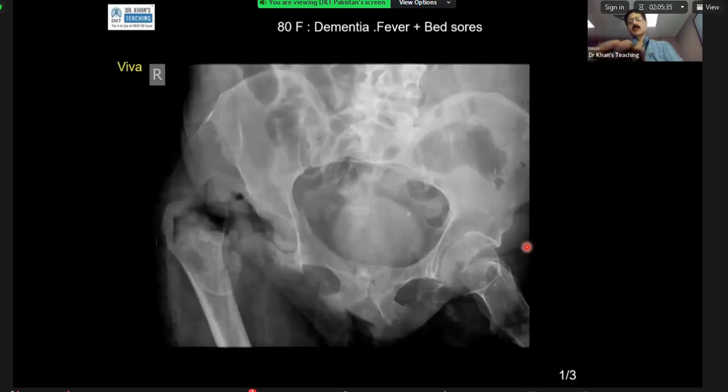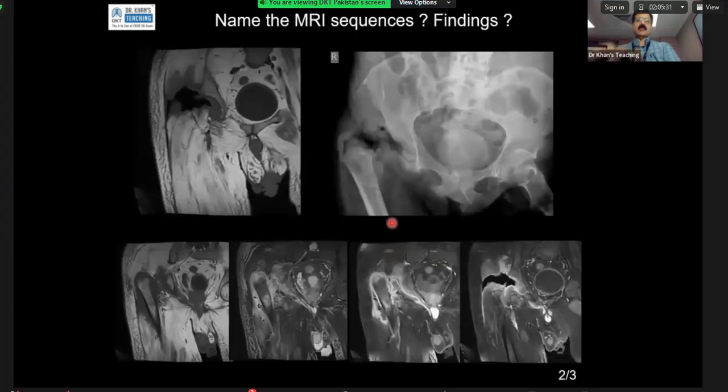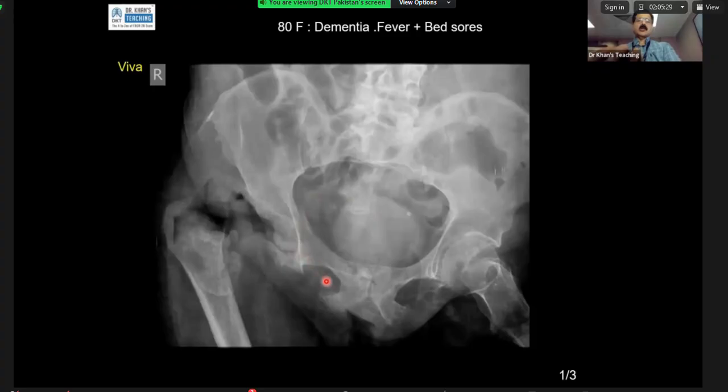Right. So in this particular case, we can see that there is bony destruction. This ischium. The acetabulum is completely destroyed if you compare it with this acetabulum. And where is the head of femur? That is gone actually. It's all eaten up. And so even the neck is eaten up.